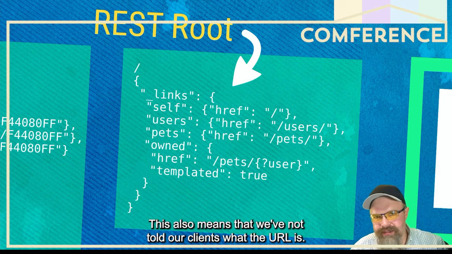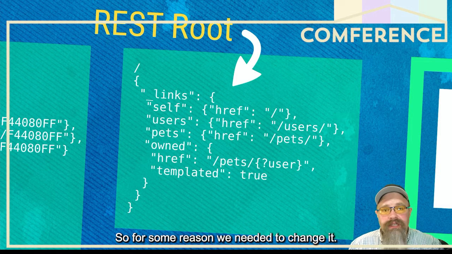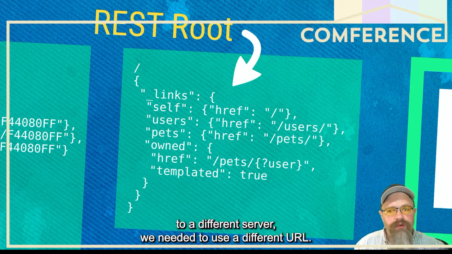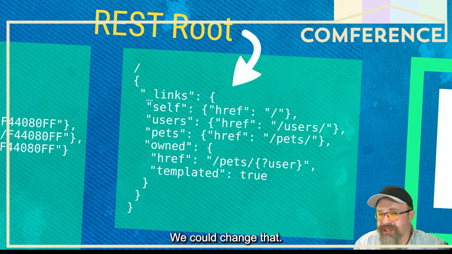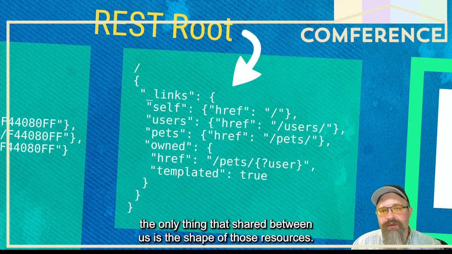This also means that we've not told our clients what the URL is. So if for some reason we needed to change it, if for some reason we needed to point to a different server, we needed to use a different URL, we could change that, and it would be a non-breaking API change, because the only agreement, the only thing that's shared between us is the shape of those resources.